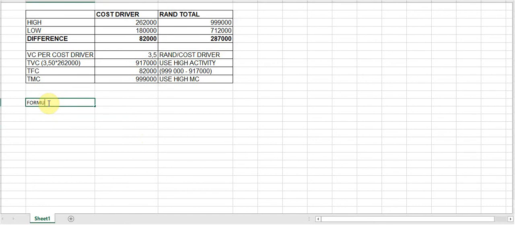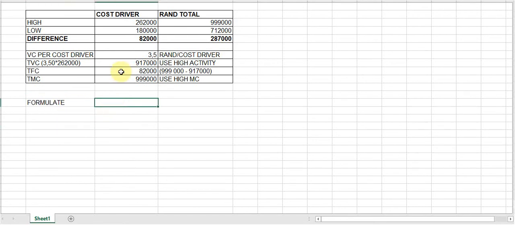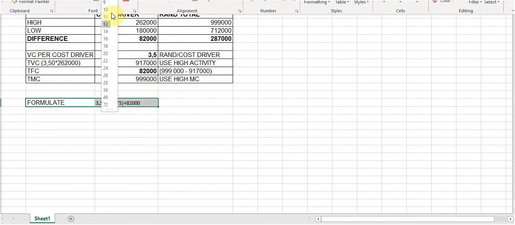I need to formulate the formula, and I will use my variable cost per cost driver and my fixed cost. It will therefore be 3 Rand 50 times the units, plus the 82,000 Rand that I calculated as my fixed cost.